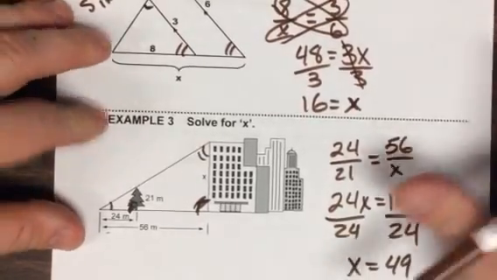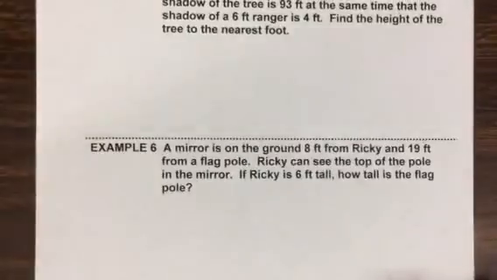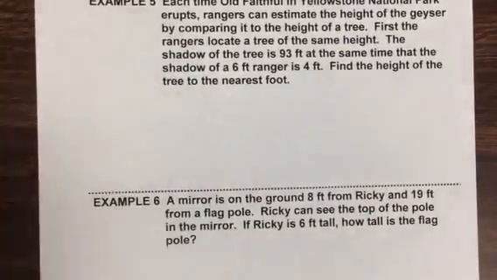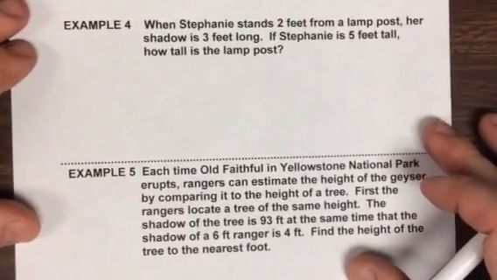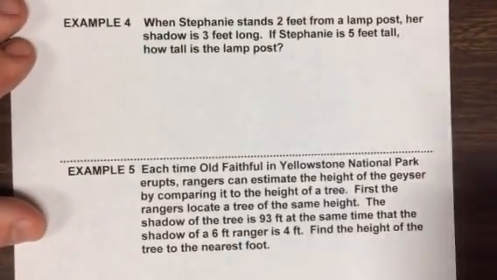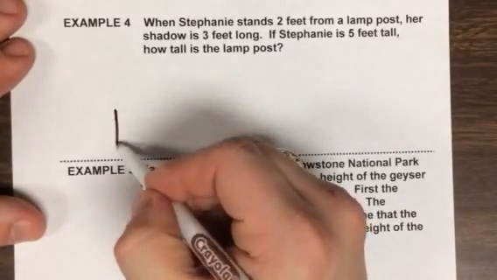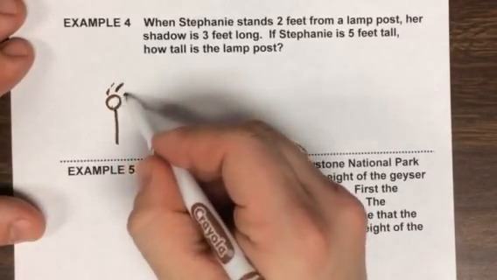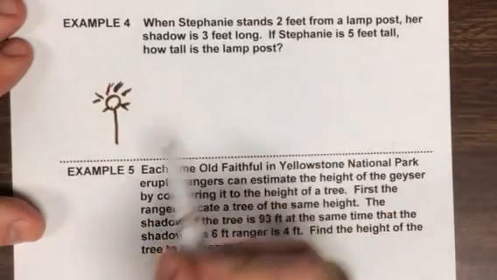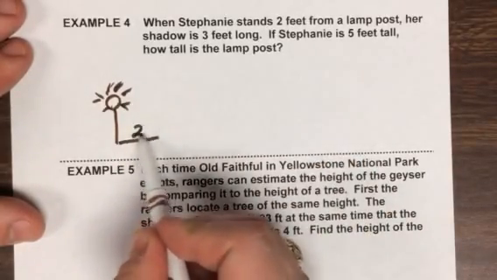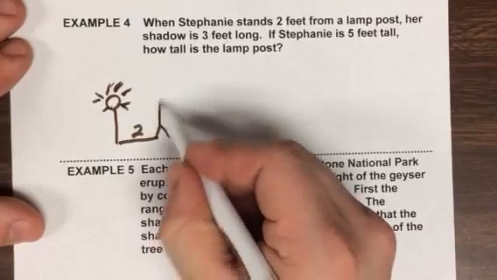So now to take those pictures and put them to practice, they're going to give us words, and it is our job to create our own pictures. So look at example number 4. When Stephanie stands 2 feet from a lamppost, so I need a lamppost, putting off light, and Stephanie stands 2 feet away, so there's 2 feet, and here's Stephanie.